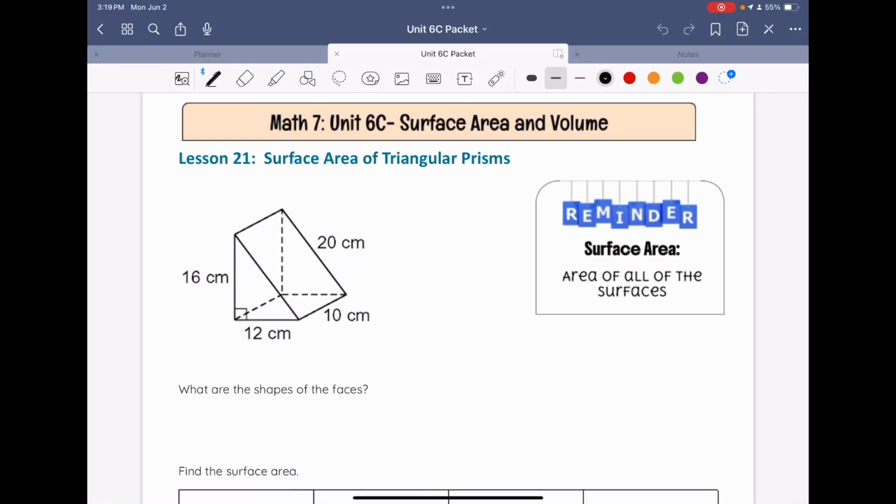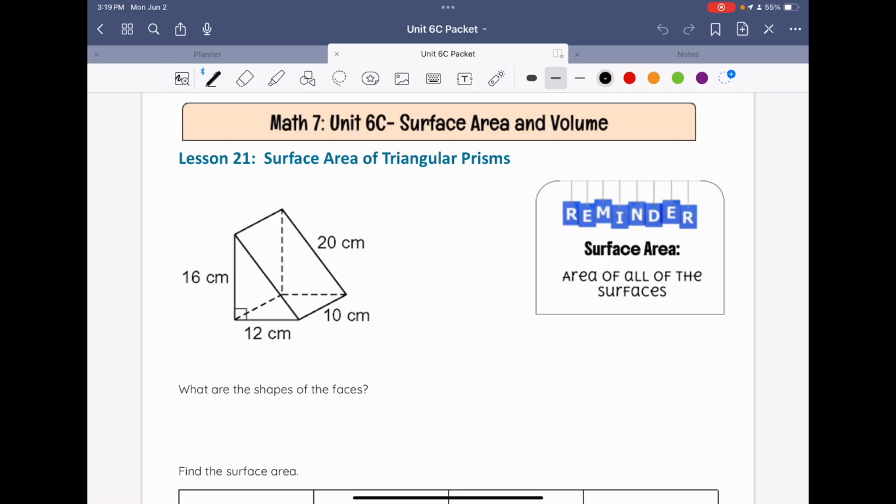All right, this is lesson 21 on the surface area of triangular prisms. So we're going to do very similar to what we did in the last lesson, but instead of working with rectangular prisms, we're going to work with triangular prisms.